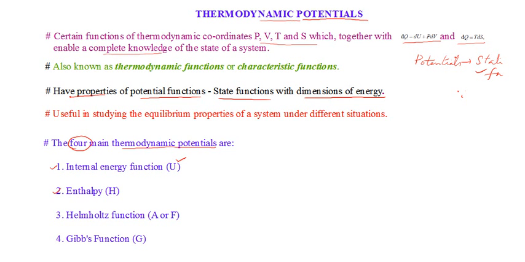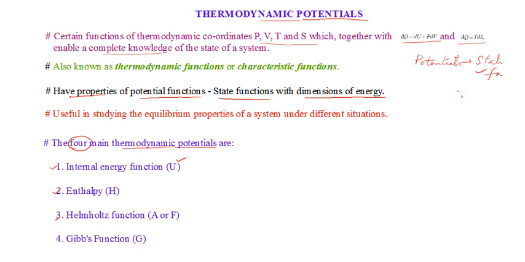The symbol for enthalpy is H. It's also known as the enthalpy function or heat content of the system. That is the other way in which it is known. Enthalpy is yet another thermodynamic potential. Now another one is the Helmholtz function.